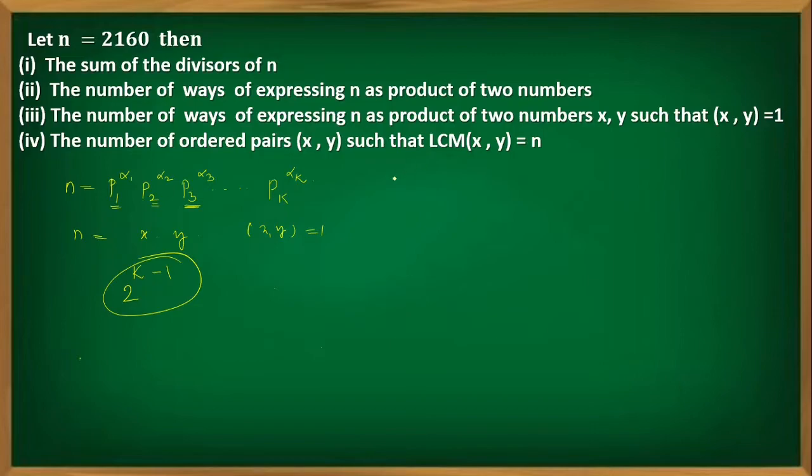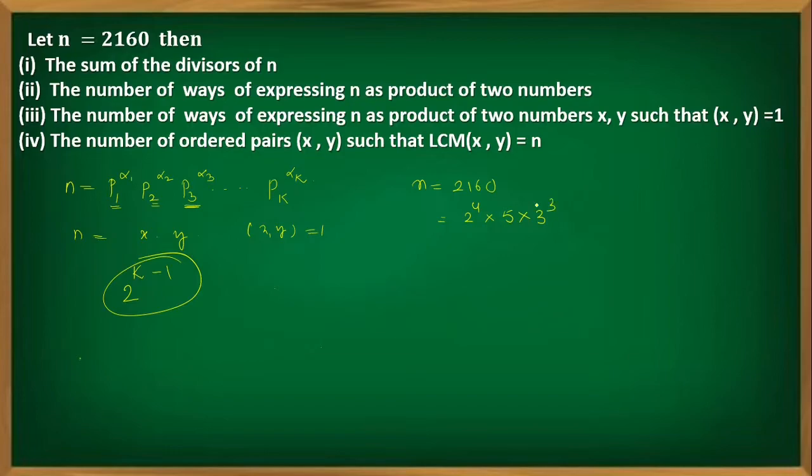Now you solve the question. N is equal to 2160, and we know that this is 2 to the power of 4 into 5 into 3 cubed, where 6 cubed is 2 cubed times 3 cubed and 10 is 2 into 5.